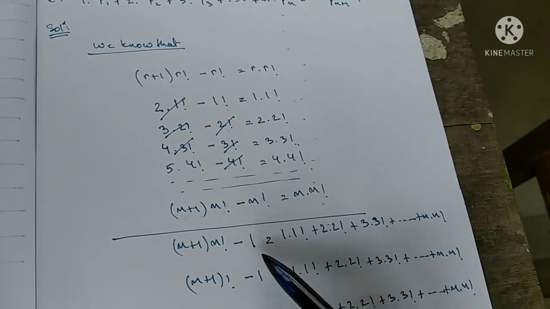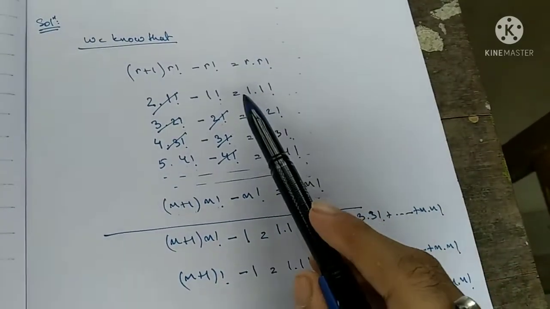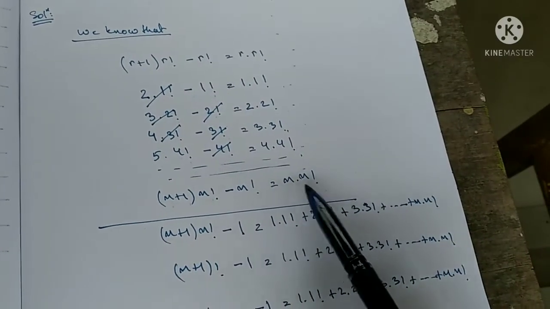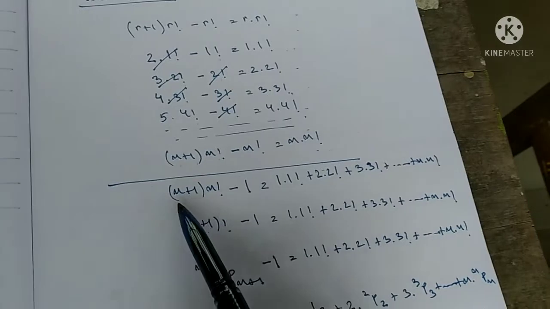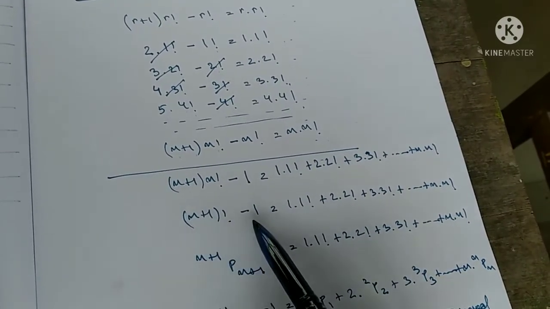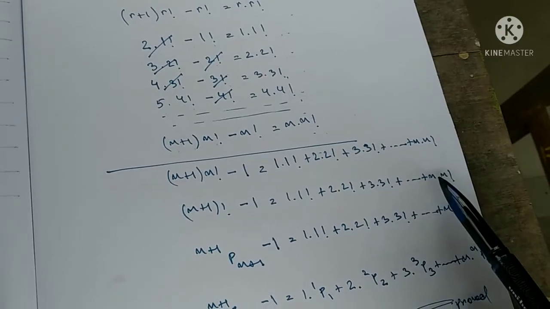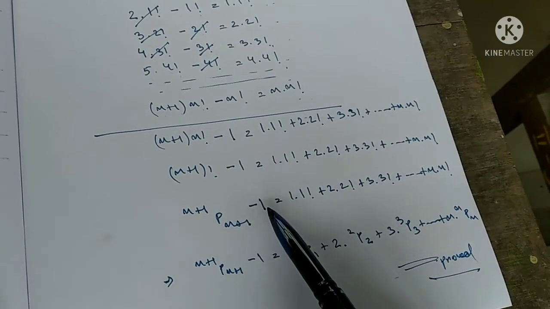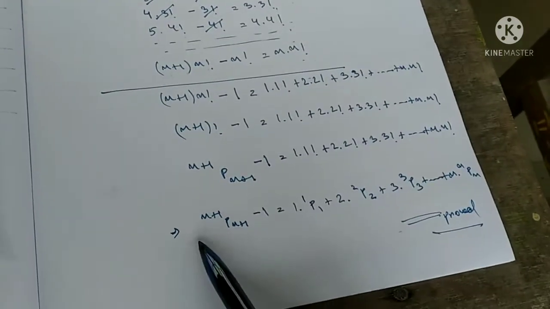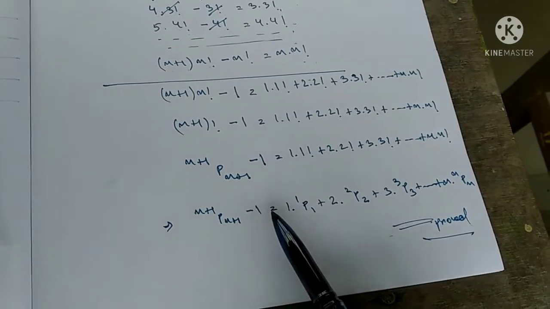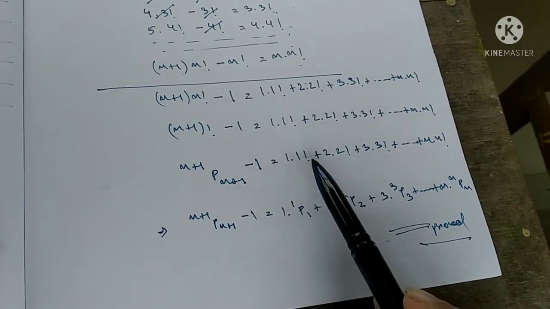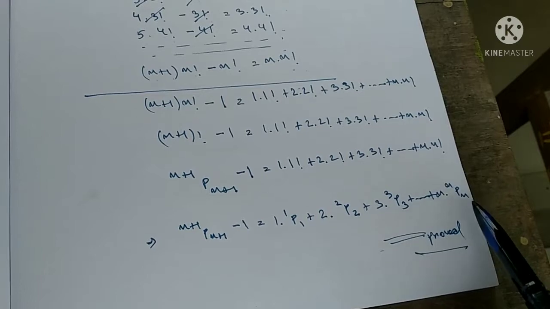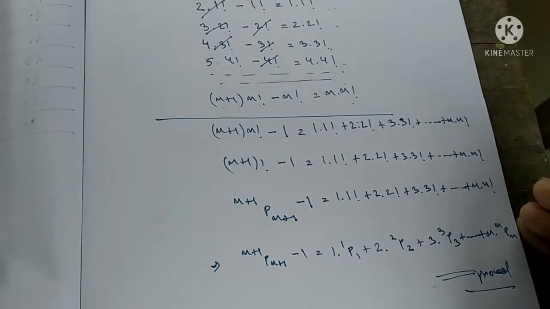1 factorial means 1 only, and is equals to right hand side this one plus I will do accordingly. 1 into 1 factorial plus 2 into 2 factorial plus 3 into 3 factorial plus 4 into 4 factorial plus dot dot dot n into n factorial. So this one n plus 1 into n factorial means n plus 1 factorial minus 1 is equals to this one. Right hand side it will remain same. So n plus 1 factorial means I can write n plus 1 P n plus 1 minus 1 is equals to this will remain same. So this is ultimately I show that n plus 1 P n plus 1 minus 1 is equals to 1 into 1 factorial means 1P1 plus 2 into 2P2 plus 3 into 3P3 plus dot dot dot plus n into nPn. And this is our proved.